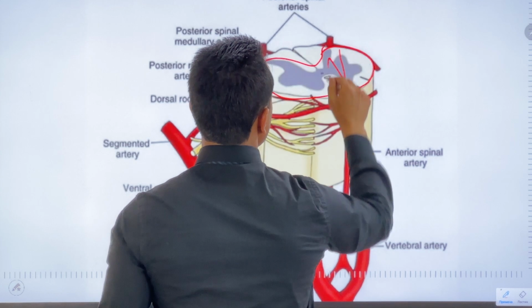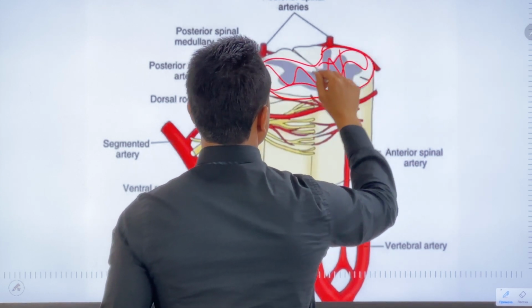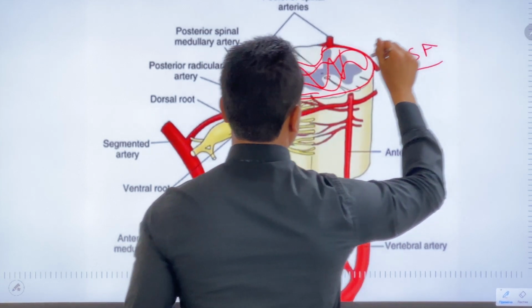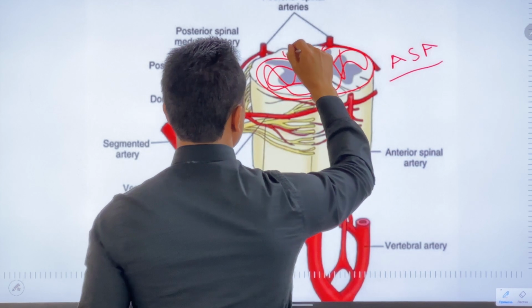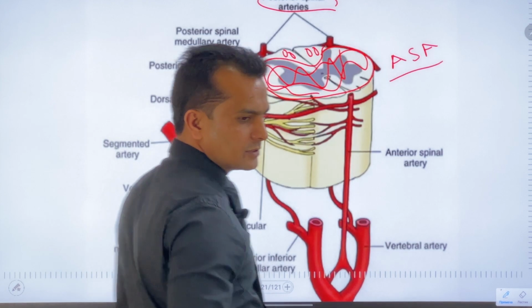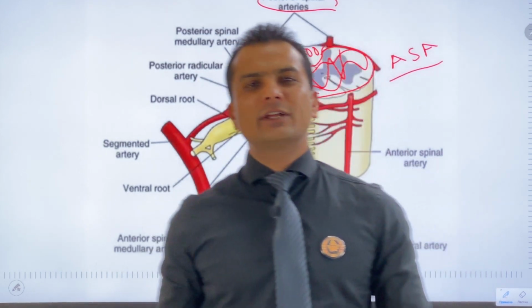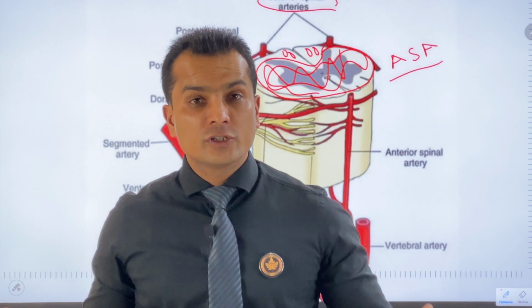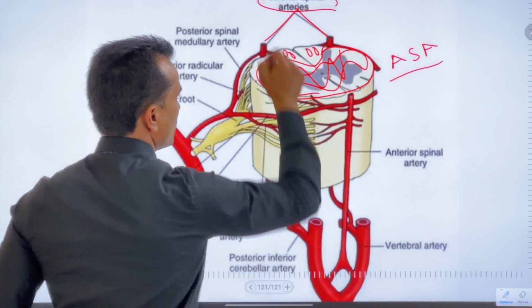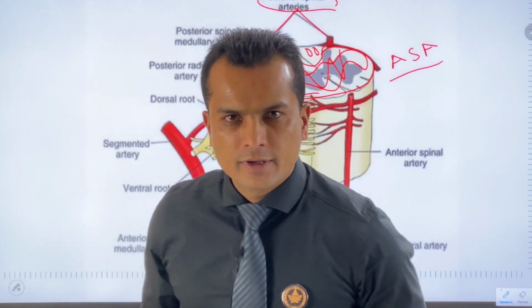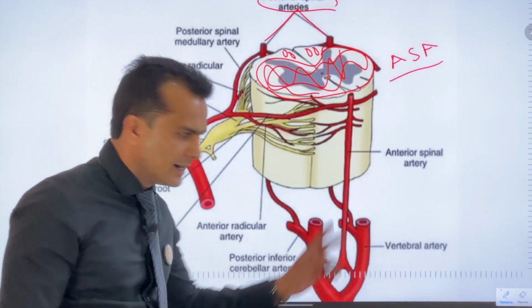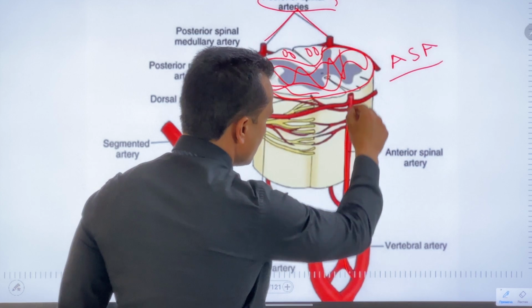So this complete portion is receiving blood from the anterior spinal artery, which is a branch of the vertebral artery, and this dorsal column or posterior column is receiving blood through the posterior spinal arteries. Posterior spinal arteries are branches of the PICA artery. Posterior spinal arteries are paired in number, you can see, two arteries. Anterior spinal arteries are branches of the vertebral artery, you can see the vertebral artery branch, so it's single in number.